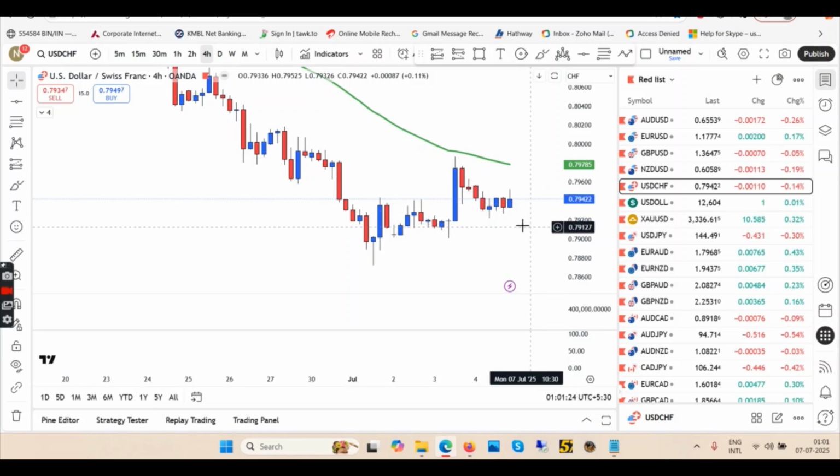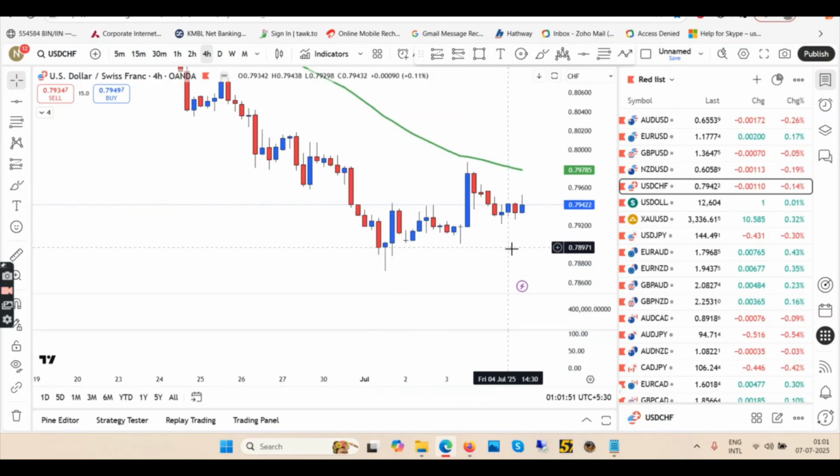If the next red candle breaks below this low, then you go short. But if this high is broken by the next blue candle, then you go long. If the next blue candle breaks this previous blue candle, then you go long and take your profit at the EMA. But if this low is broken by the next red candle, then you go short and take your profit somewhere here. So be ready for both the options in 4 hour.